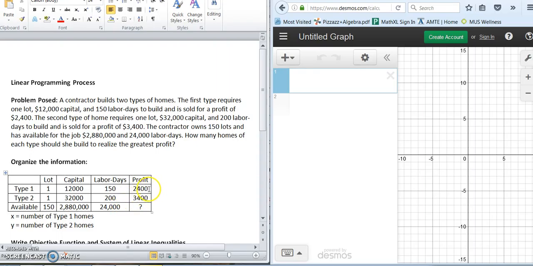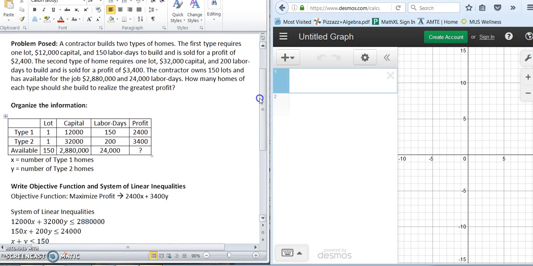I know the profit for each type of home, but I don't know the total profit overall because the question asks, how many homes of each type should she build to realize the greatest profit? The next thing I did was I let X equal the number of type 1 homes and Y equal the number of type 2 homes. So type 1 is X and type 2 is Y.